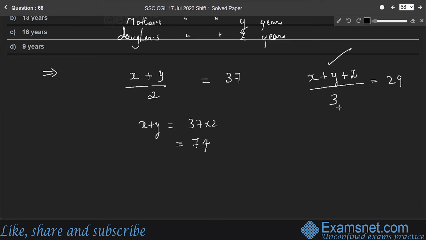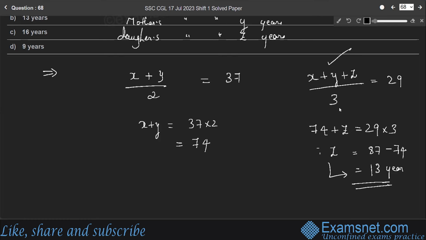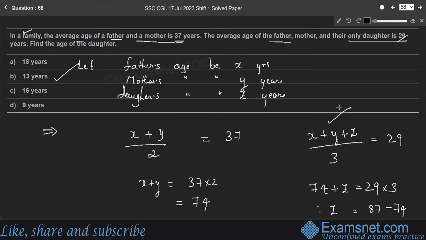Simplify it. So let us consider X plus Y is equal to 37 into 2, which is 74, right? Substitute this value here. In place of X plus Y, let us consider 74 plus Z is equal to 29 into 3. Therefore, Z is equal to 29 into 3, which is 87, minus 74, which becomes 13. So their daughter's age is 13 years. Therefore, option B is the right answer.